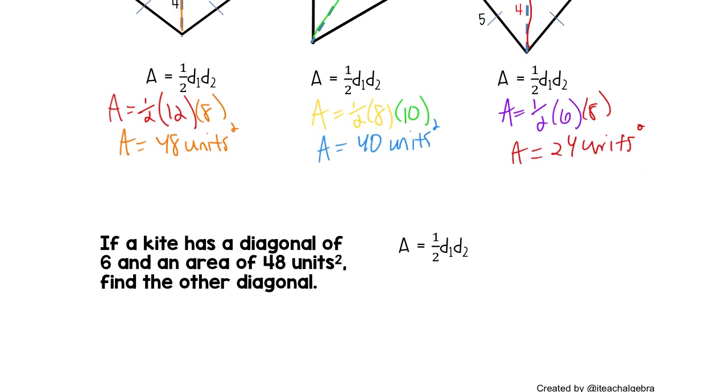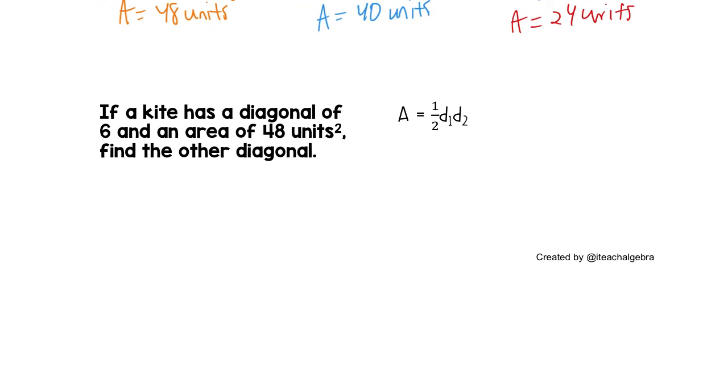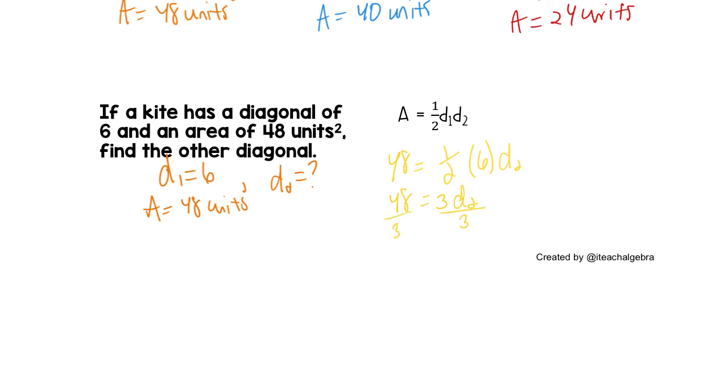Now, one little baby word problem, and then we're all done for today. If a kite has a diagonal of 6, so let's call that D1 is 6, and an area of 48 units squared, find the other diagonal. Plug in what we know. Area is 1/2 times 6 times D2. We know the area, 48. So 1/2 of 6 is 3. So 48 is 3 times D2. I divide both sides by 3, and I get 16 is D2. So D2 is 16 units.